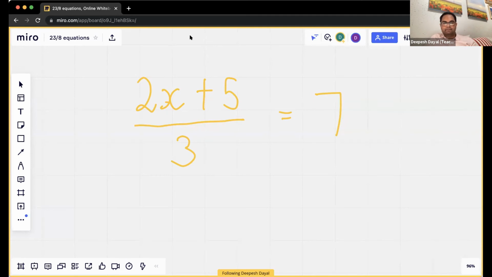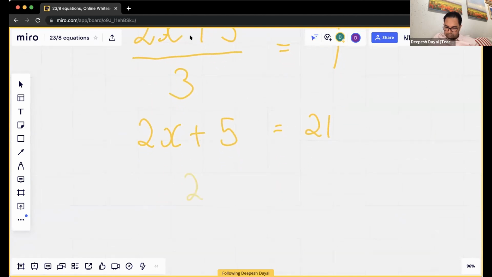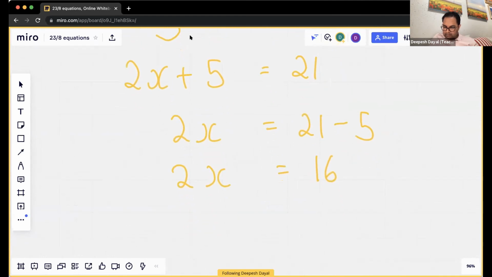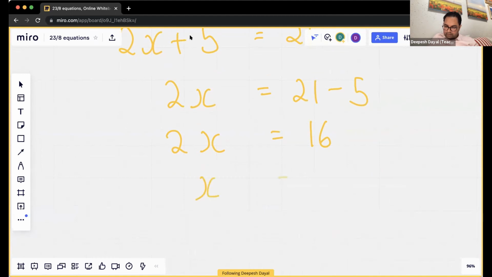And how did you get that? So I said 2x plus 5 equals 7 times 3. And then I said 2x equals 21 minus 5. And then I said 2x equals 16. And then 16 divided by 2 equals 8. So x equals 8. So 2x equals 16, and x equals 16 over 2, which is 8, right? There we go. Well done.